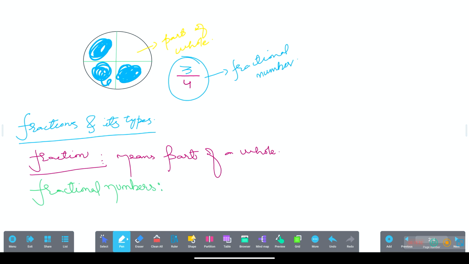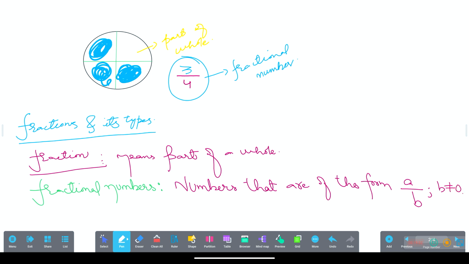Fractional numbers. Now, how will you define fractional numbers? You will write: numbers that are of the form A by B, but provided B is not equal to 0. Why? We will come to it. You will just remind me later on why B is not equal to 0. Now, what is A called here and what is B called? What is this bar called?